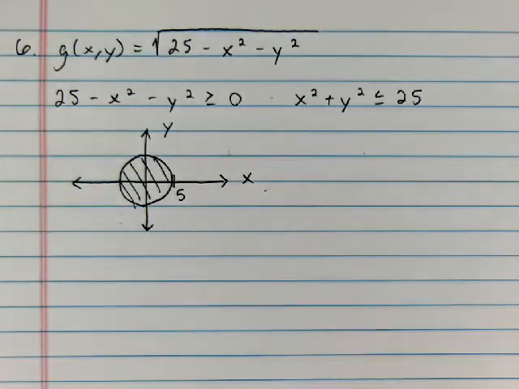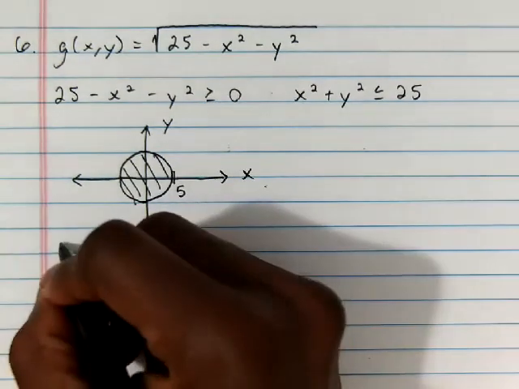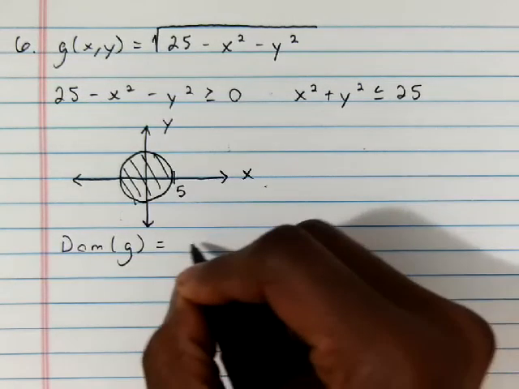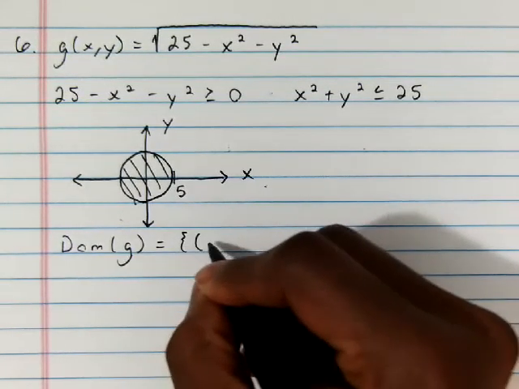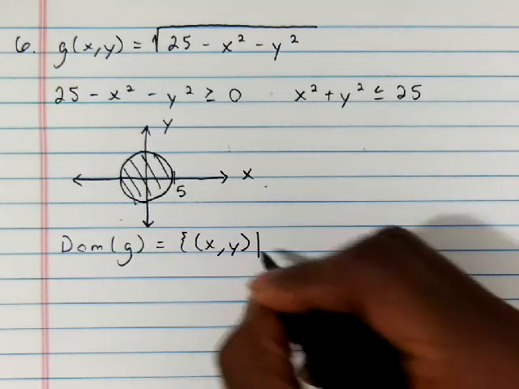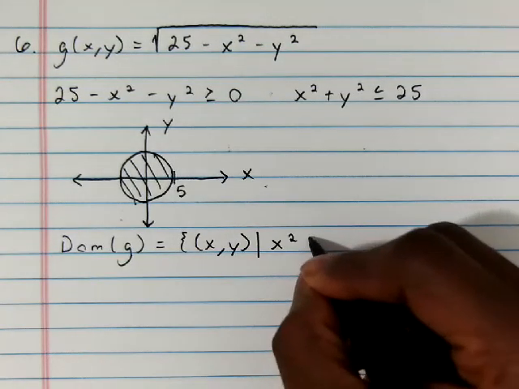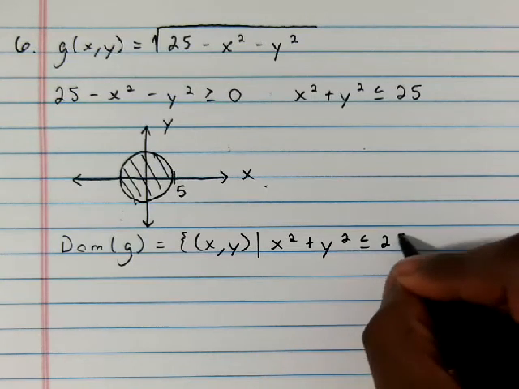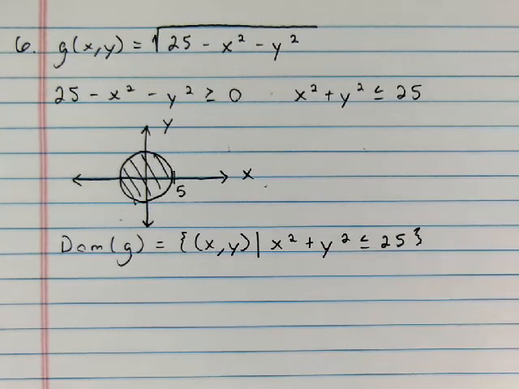All right, now if we want to write out what our domain is, the domain of g equals the set of points x, y, such that x squared plus y squared is less than or equal to 25. All right, so we'll stop this video here and then we'll continue, and I'll talk about the graph of a function, and we'll start sketching some 3-dimensional things in our next video.